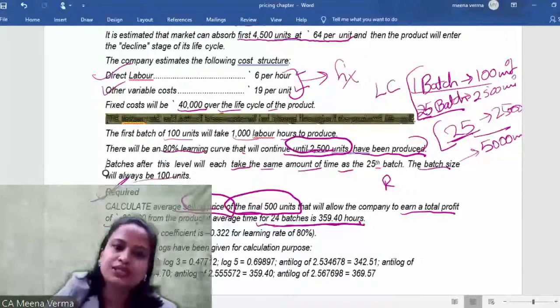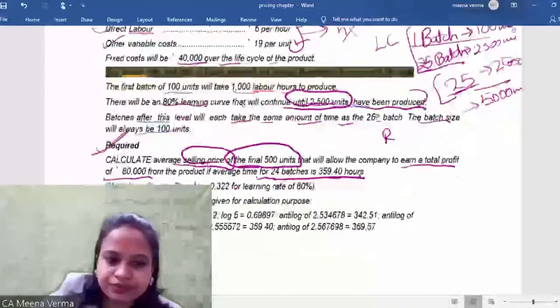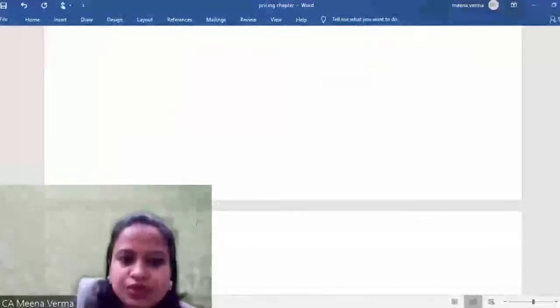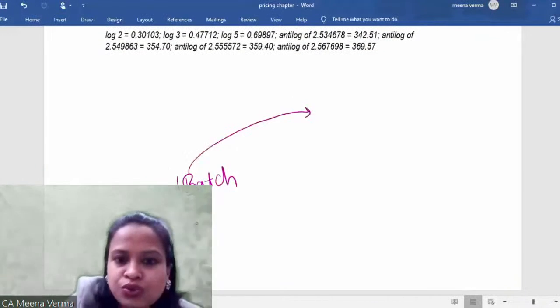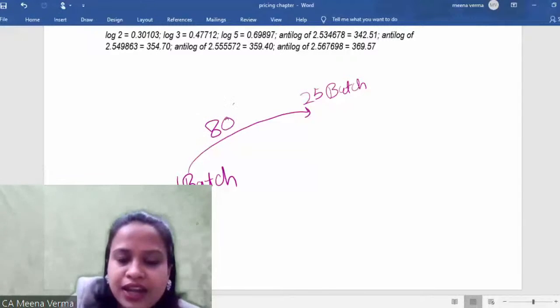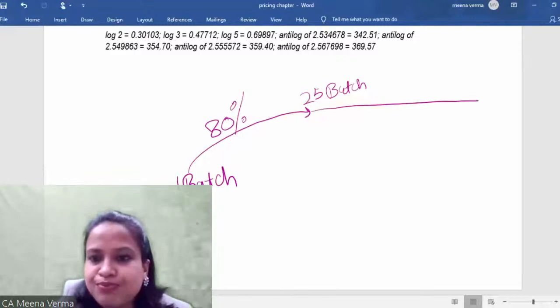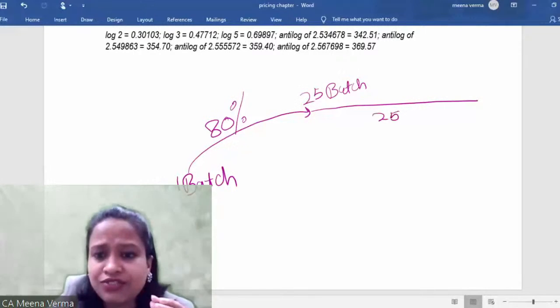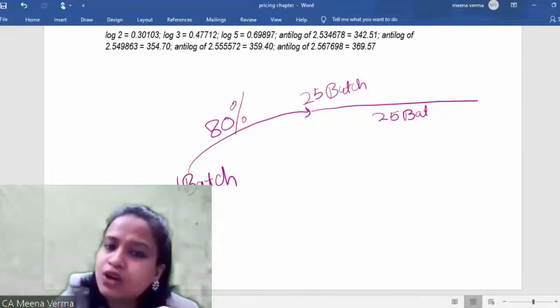See, one thing I want to tell you here: from one batch to 25 batches, the labor is learning at 80% capacity. After 25 batches, for the remaining 25 batches, no learning curve will be applicable. Now, what does this mean?